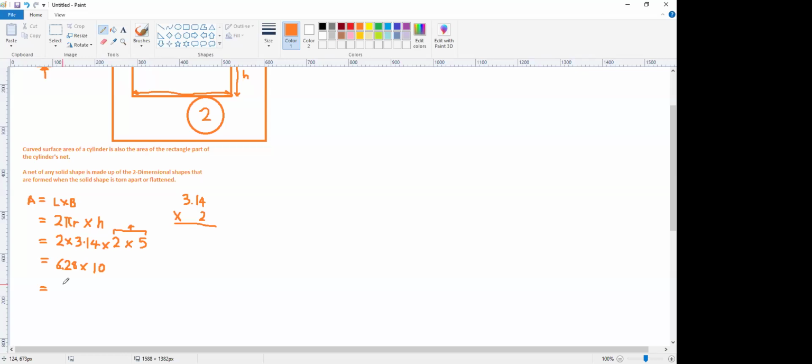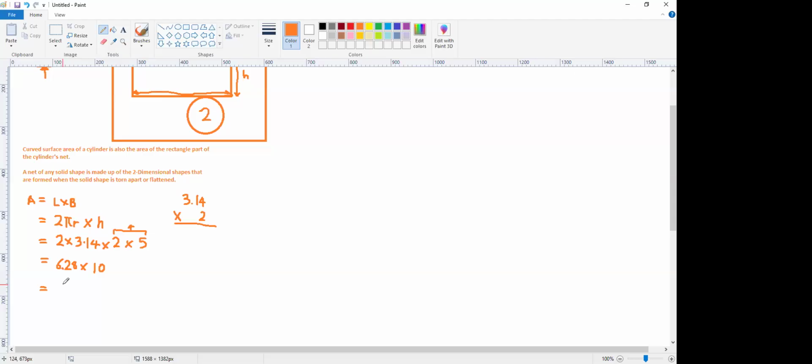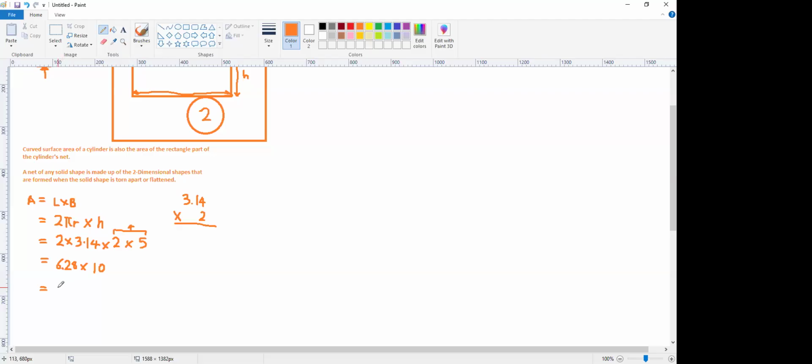Anytime you're multiplying by powers of 10, what do we do? Remember your mental math. What happened to the decimal point? You put it at the back. What do you mean by put it at the back? Do you move it to the left hand side or to the right hand side? That's what I'm asking. It's to the right. Okay, don't forget that.